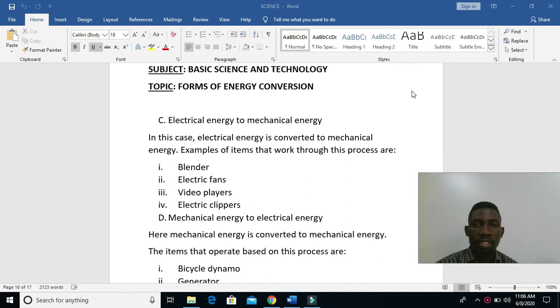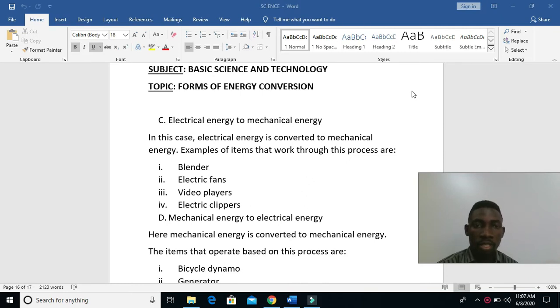Alright, Sardonyx, good morning once again. You're welcome to science class for today. We'll be looking at the concluding part of the topic we started last week. We looked into energy conversion, we were able to define it, and look at the different kinds and forms of energy. And we started the forms of energy conversion. We were able to look at two, so the remaining two, we'll be considering them today.